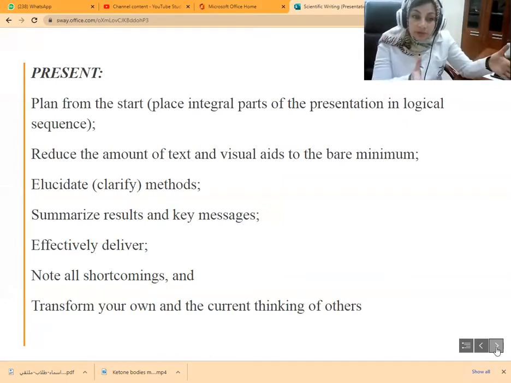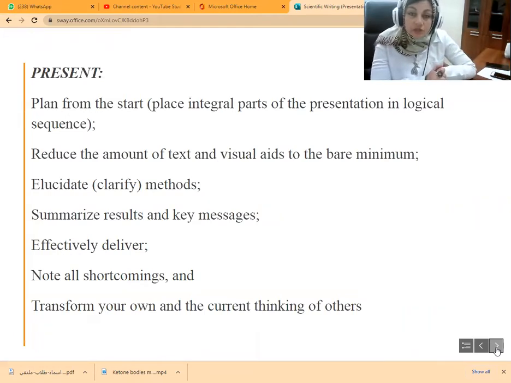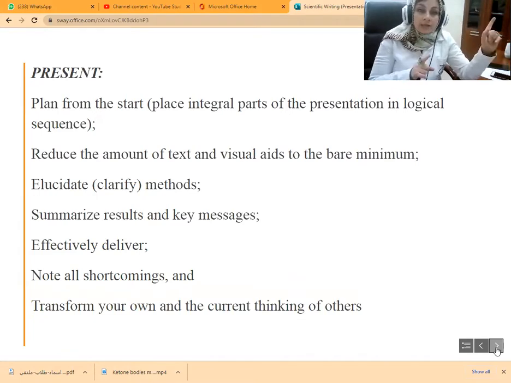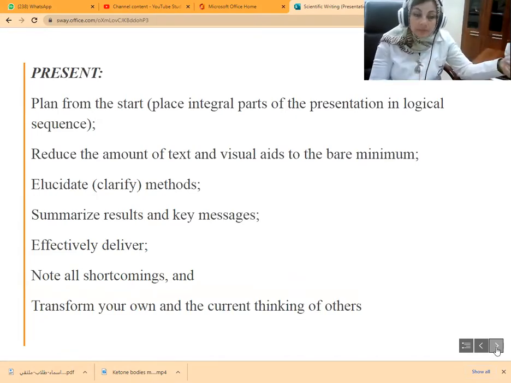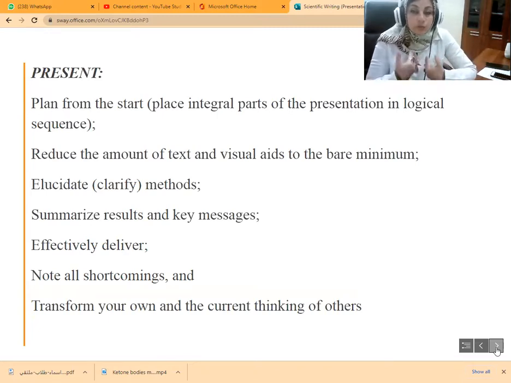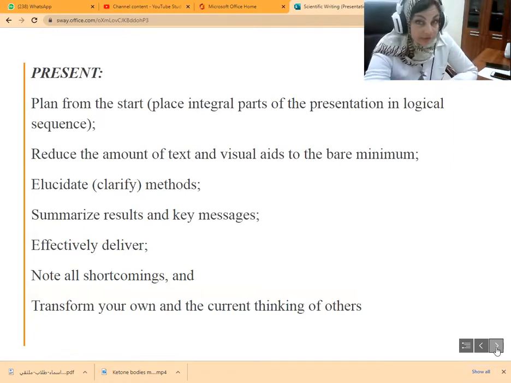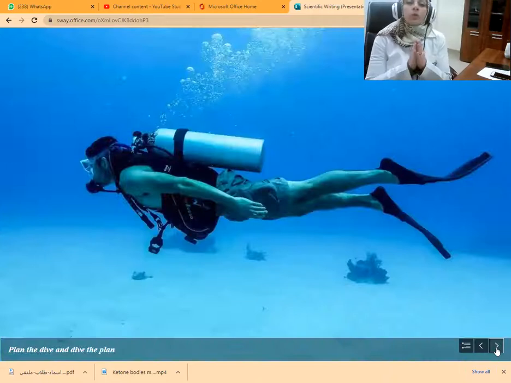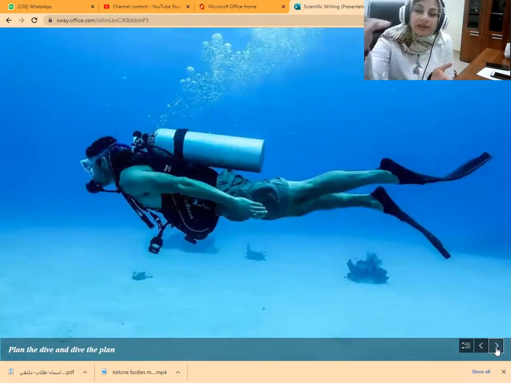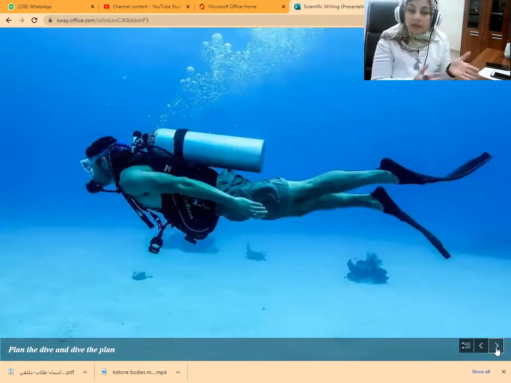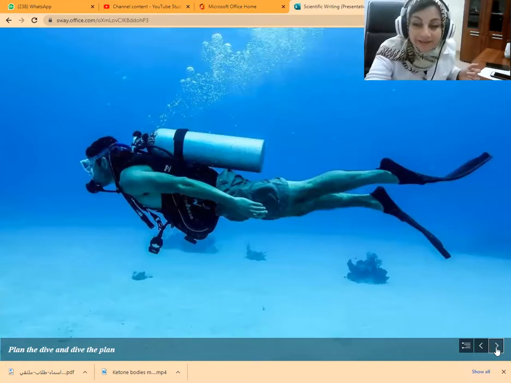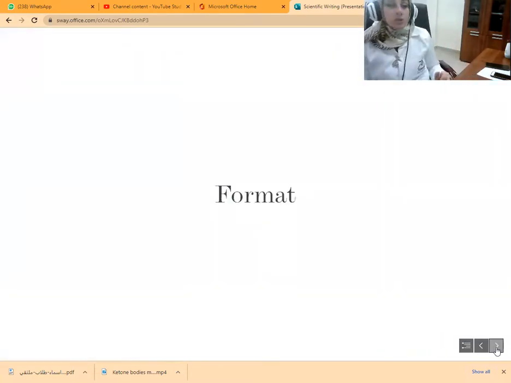S stands for summarize the key results and the key messages. E stands for effectively deliver. N stands for note the shortcomings. And T stands for transforming yourself, your own learning, and other people's own learning and the way that they are thinking. This is at large what PRESENT stands for. So what we say, plan the dive and then dive the plan. Plan the dive, then dive the plan. Deal?